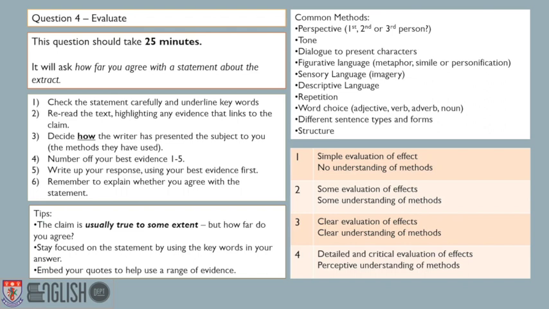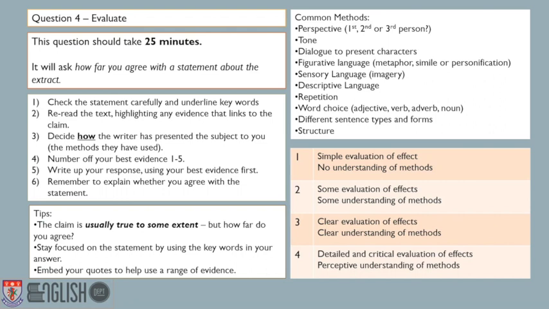Is it a first-person perspective? Does it address the reader in the second person by using "you"? That's quite rare in fiction writing, but it can be done. Is it in the third person? How has the writer established tone? How has the writer used dialogue to present characters? What's the quality of the language like? Is there figurative language, sensory language, or descriptive language, sometimes emotive language as well?